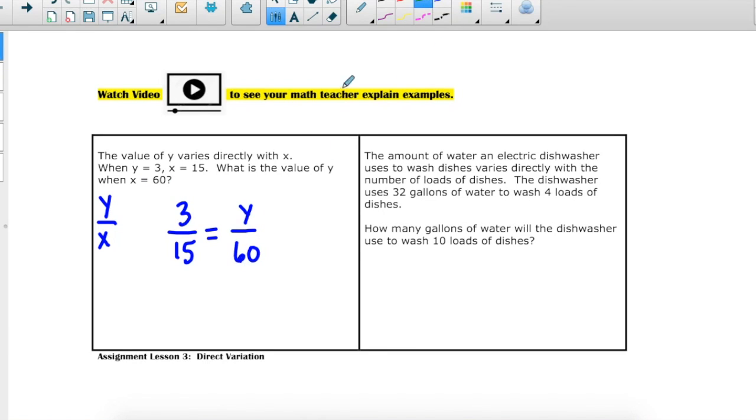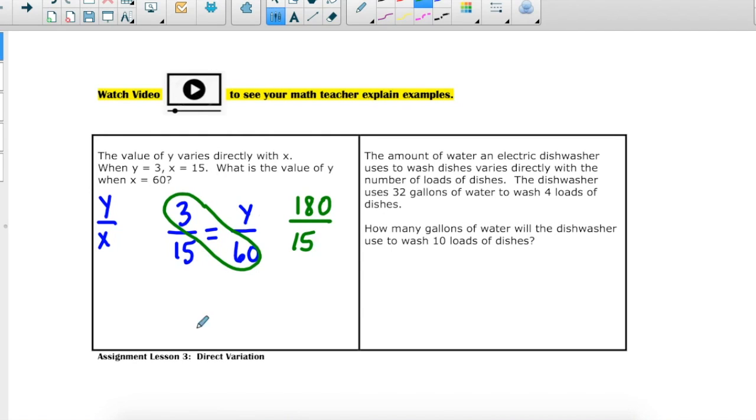To solve this, you can actually cross multiply and divide. So I want to get y alone. You can multiply the 3 times 60 and then divide it by 15. You could also simplify this fraction here, which gives you 1 over 5, and then do the same steps. So both work. If I do 3 times 60, I know that 3 times 6 is 18, so I have 18 and then the 0, 180. And then we're going to divide it by 15.